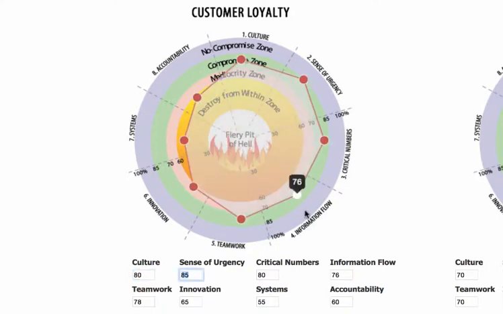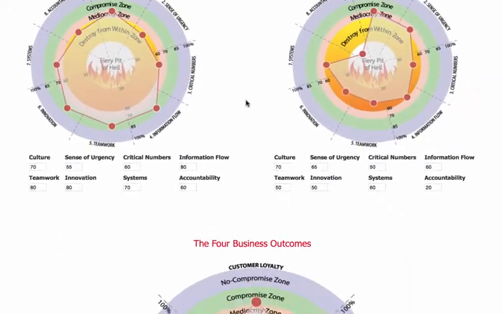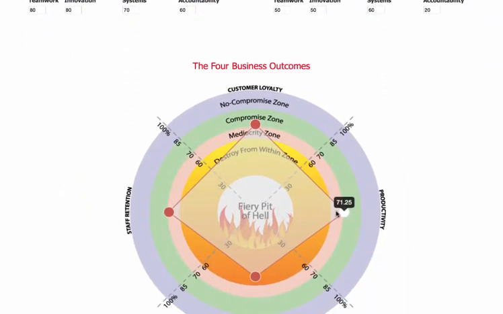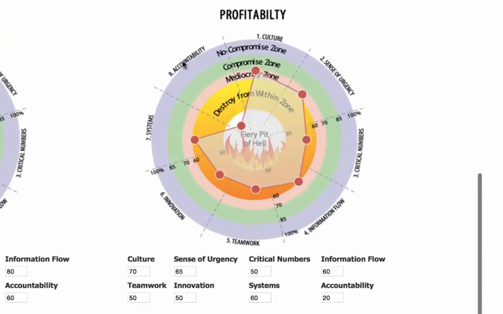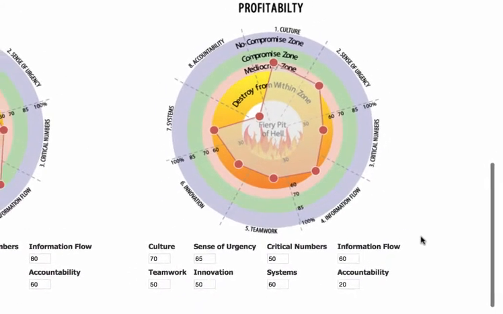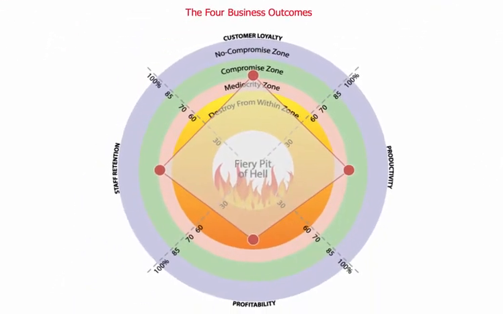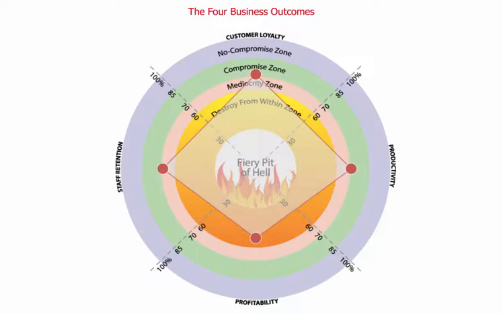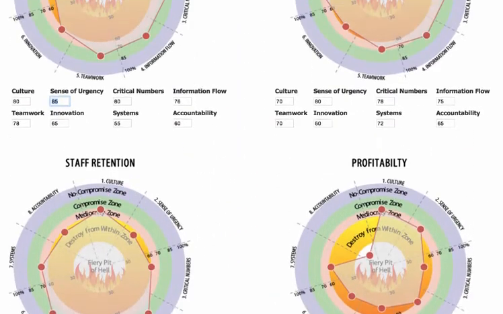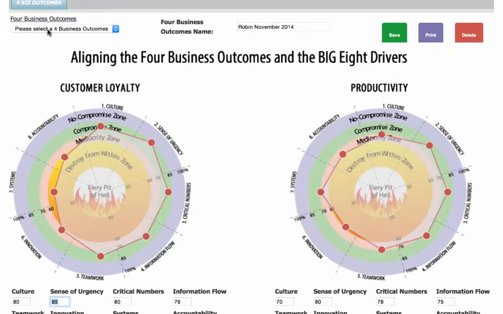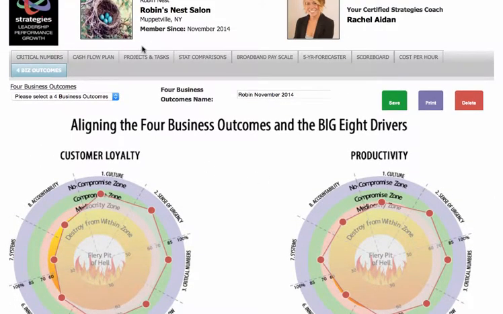So you go in and you change the numbers in each one of the drivers, and it'll reset here, and then it'll put that average number on the 4 business outcome chart at the bottom. Hey, profitability. If accountability is 20 and you're in the fiery pit of hell, it's kind of an indication that we need to focus on your financial disciplines in the company. Again, this is a tool. It allows us to focus in on where you need coaching most. And you can save and date these periodically, usually every month or so in the command center, so we can see what the project gains are.